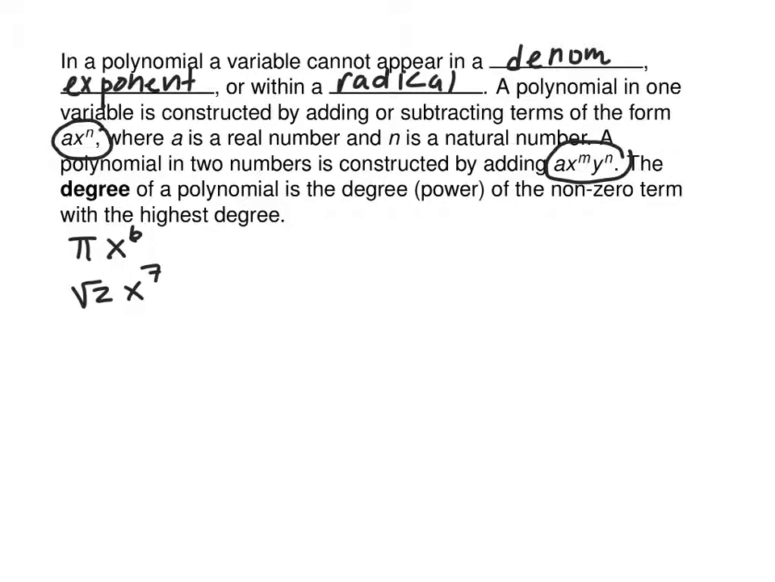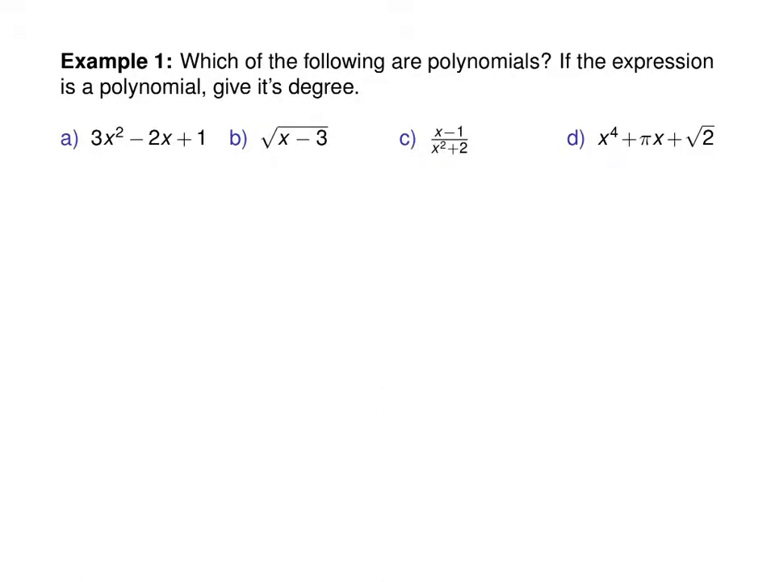And the degree of the polynomial is the power of the non-zero term with the highest power. And that's easiest to explain with an example. So let's look at the next one. It says, which are polynomials, which are not, and if it is a polynomial, give its degree.